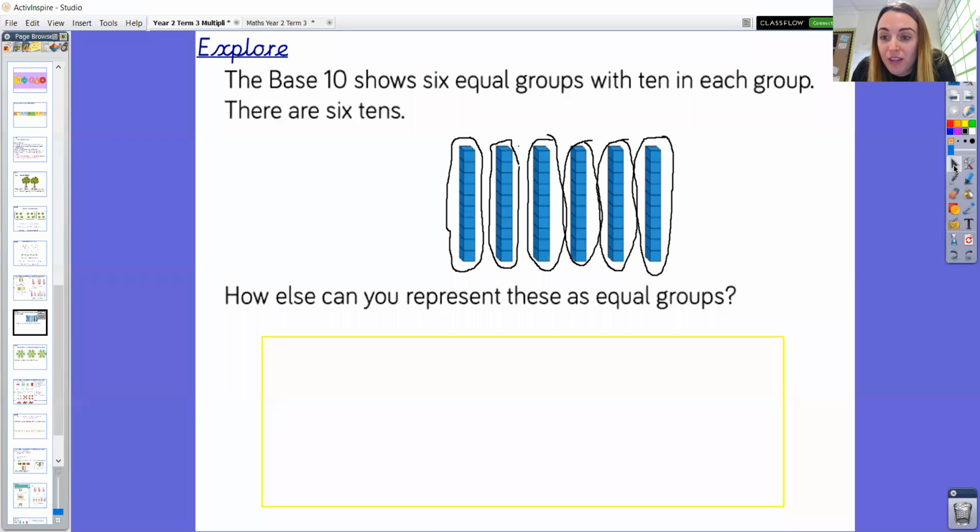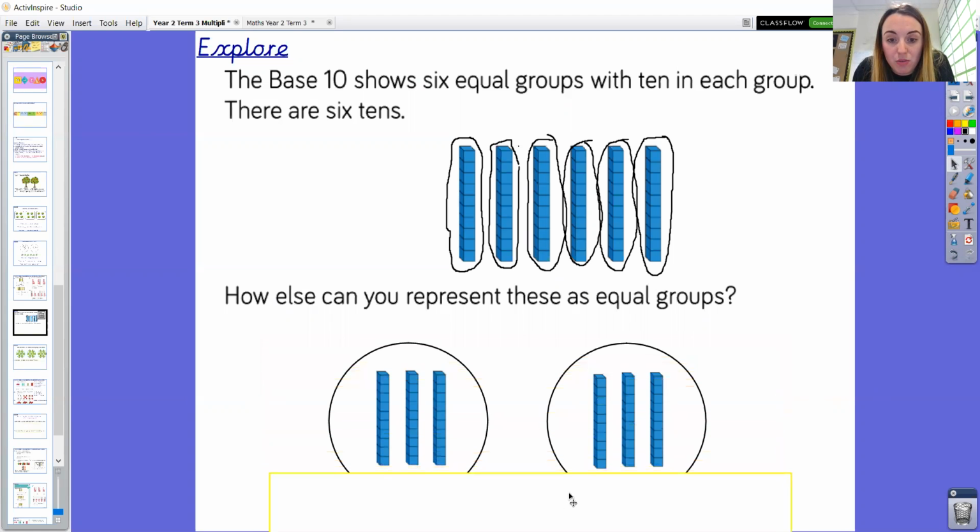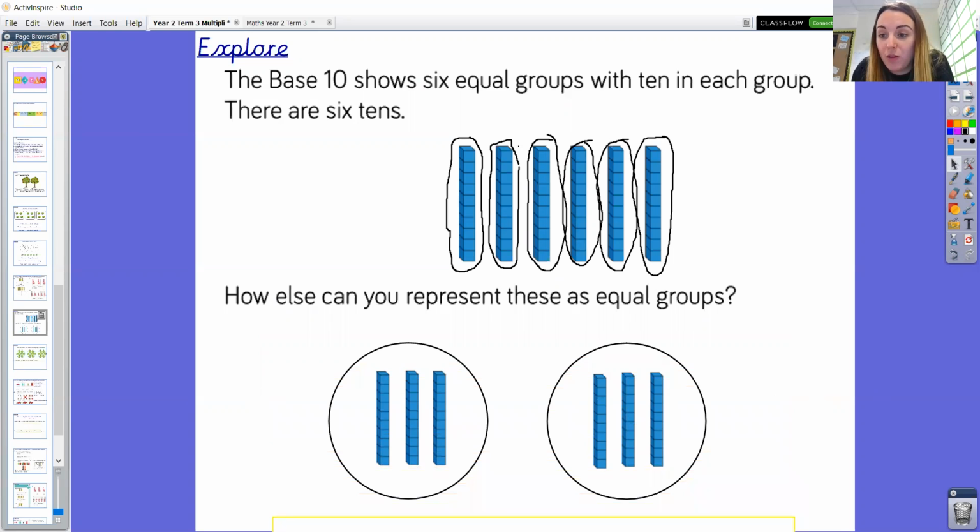Well done, Year 2. That's fantastic. I'm really proud of you for putting lots of effort into your learning. So I'm just going to share one way with you, which you might have done in your maths book. I chose to draw 2 equal groups with 3 tens in each group. You may have also drawn 3 equal groups with 2 tens in each group. Well done.